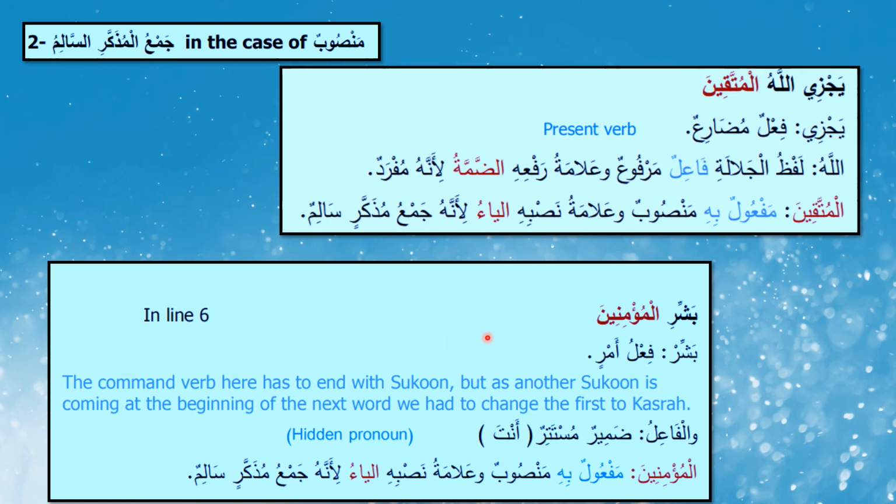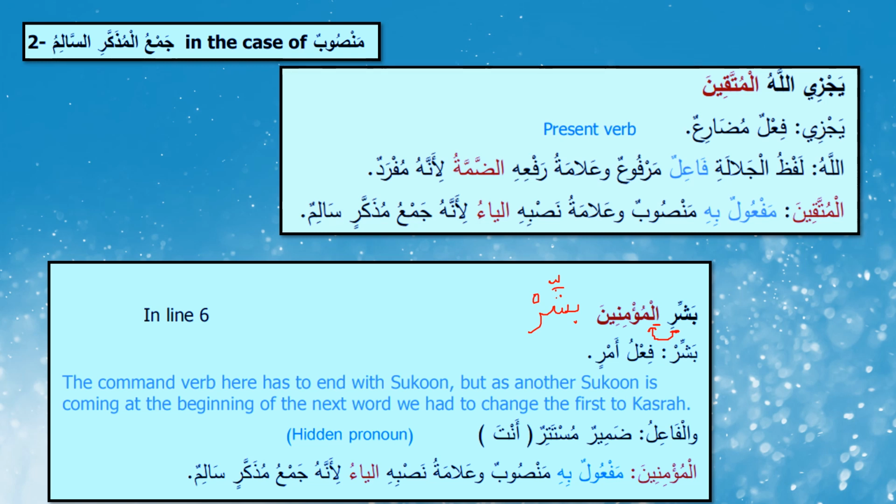The next example is Bashiril mu'minin. Bashir. Now actually Bashir is a command verb with a sukoon. Oh sorry, Bashir. So this is a command verb with a sukoon. But why has a kasra been given here? Because the next noun is with lamat tarif. So you have to connect while reading. So a kasra has been given.